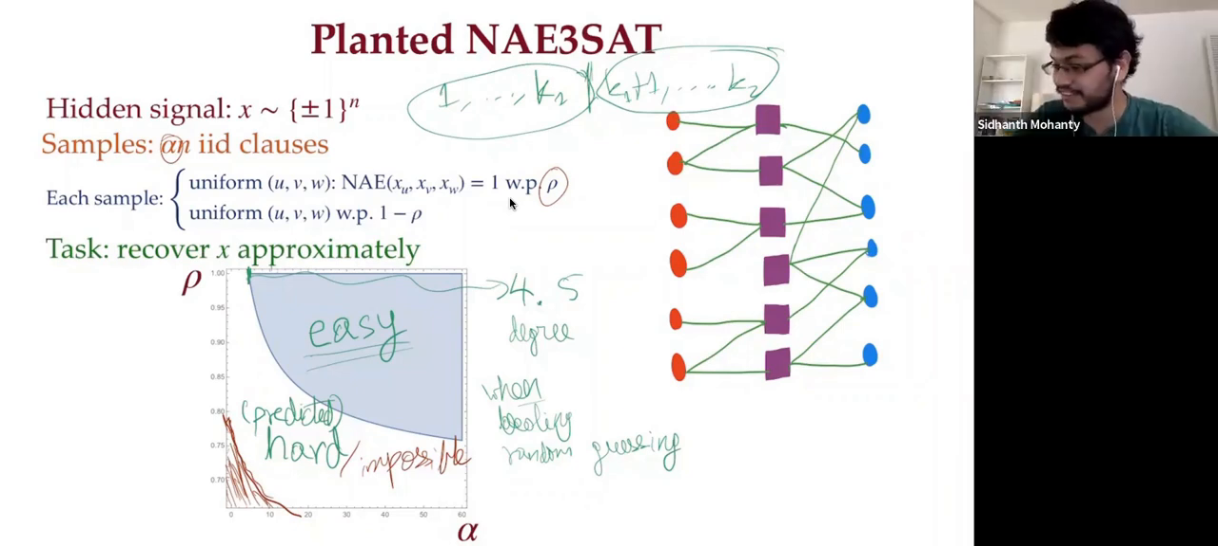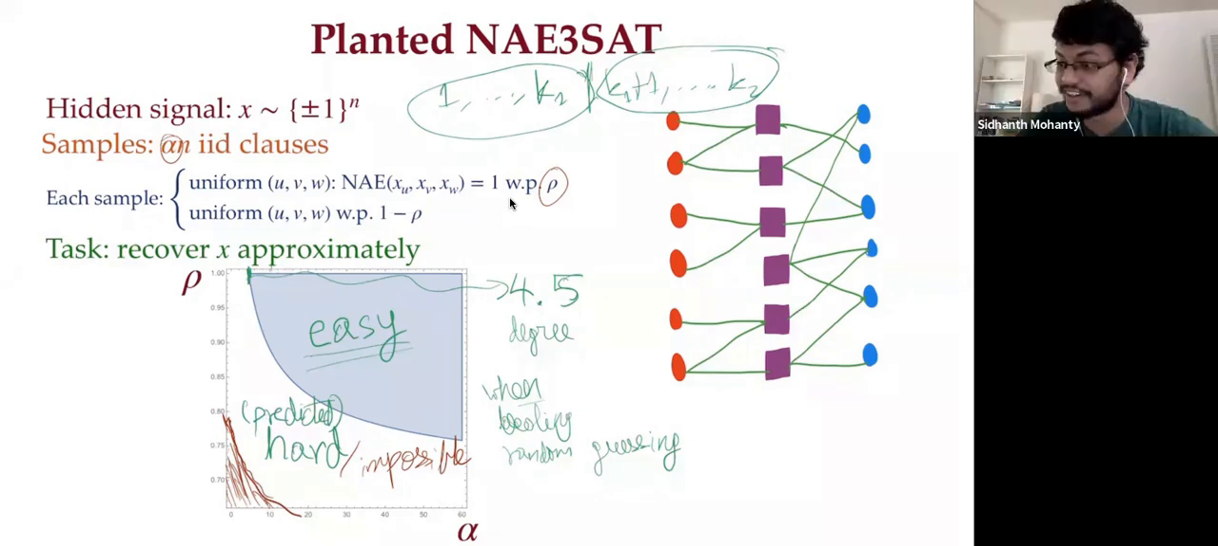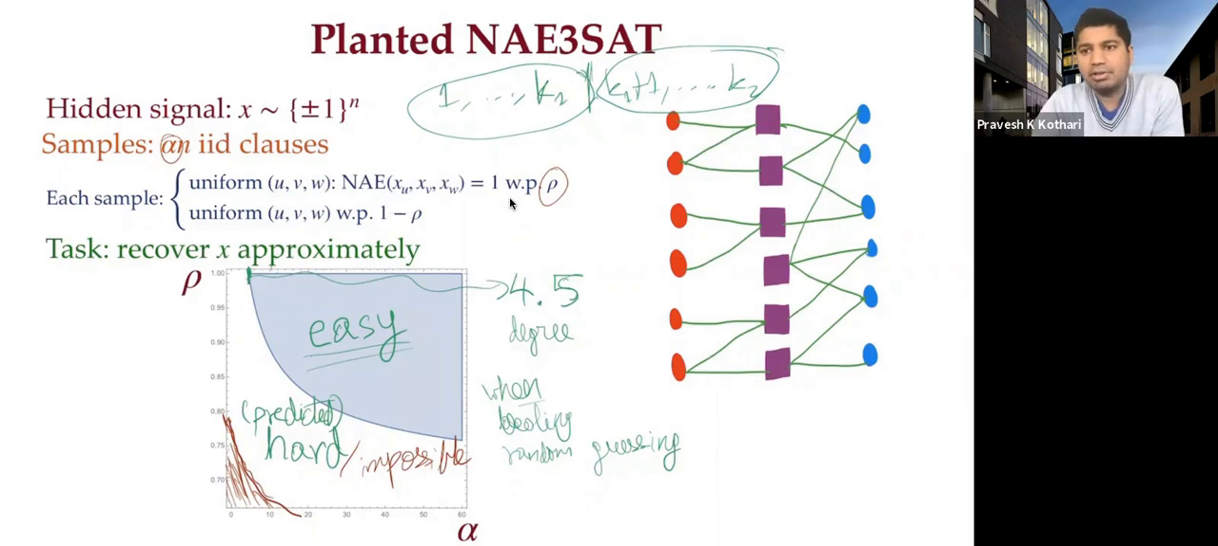Yeah, no, what I was going to say is that somehow you can recover the planted solution better than random guessing, even when there are other satisfying assignments. So this is really using something about how the hidden signal changes the instance. Even below the SAT threshold, you're saying?